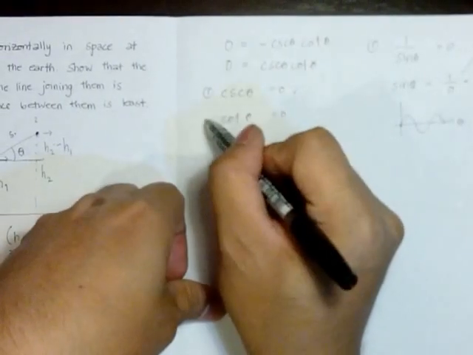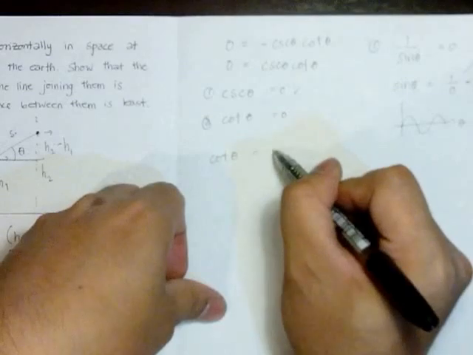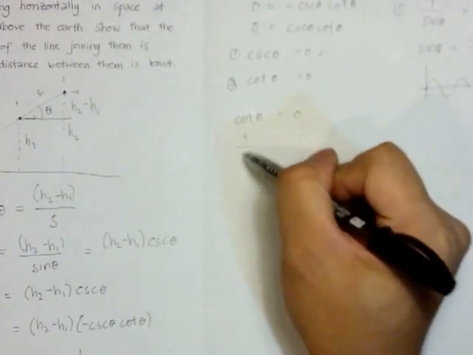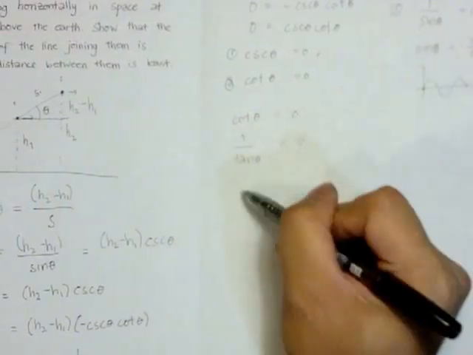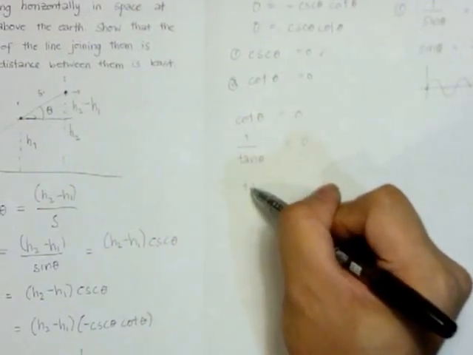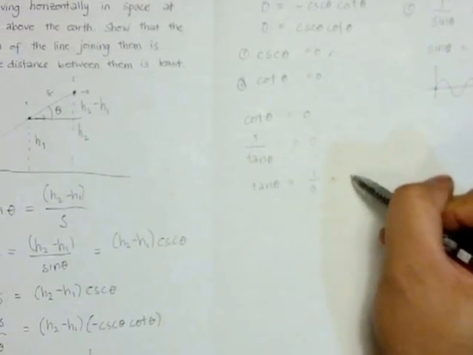So let's try this second. We have cotangent theta equal to 0. So from here, we have to simplify. This is 1 over tangent theta equal to 0, or tangent theta is equal to 1 over 0, or infinite.